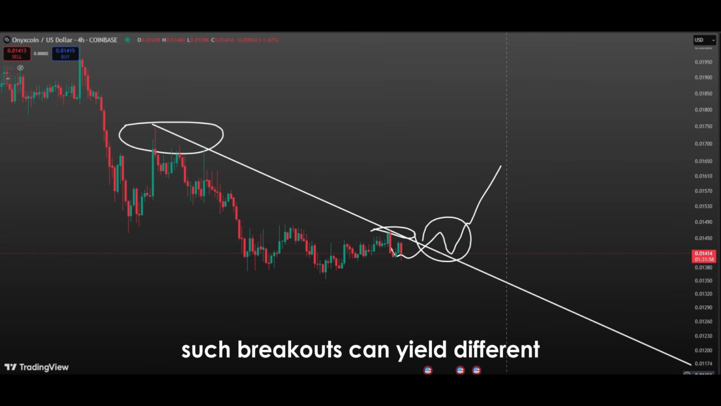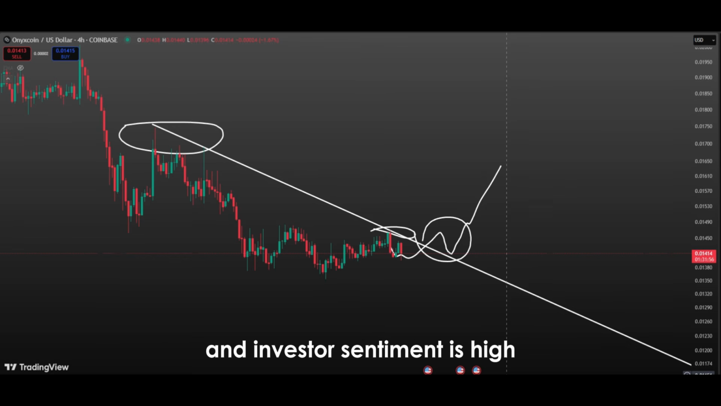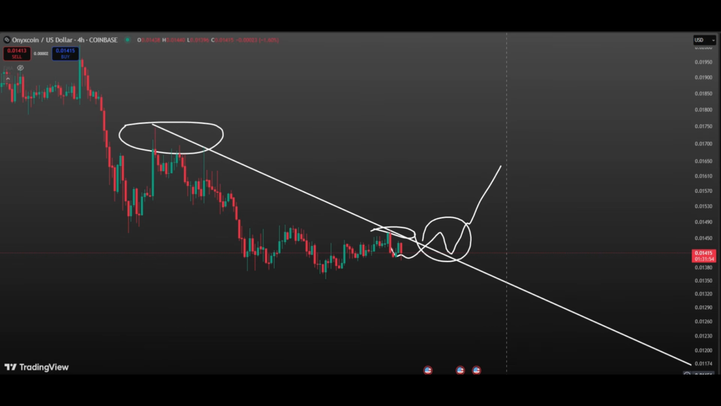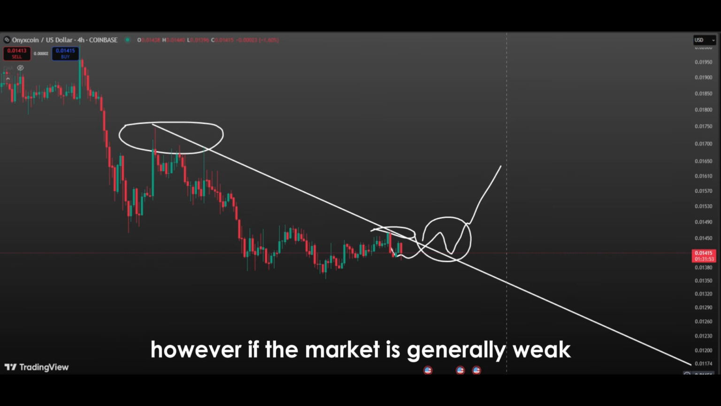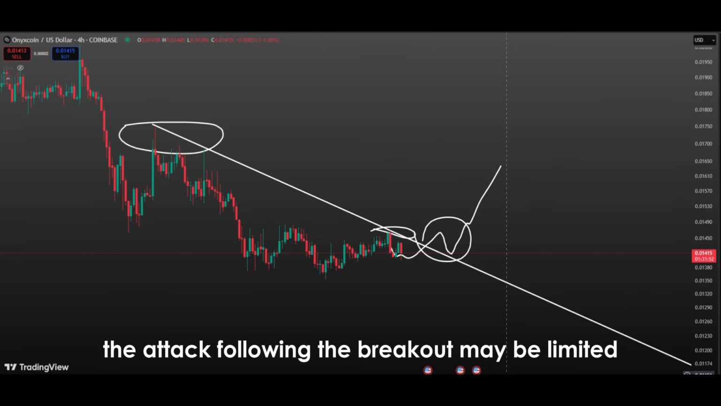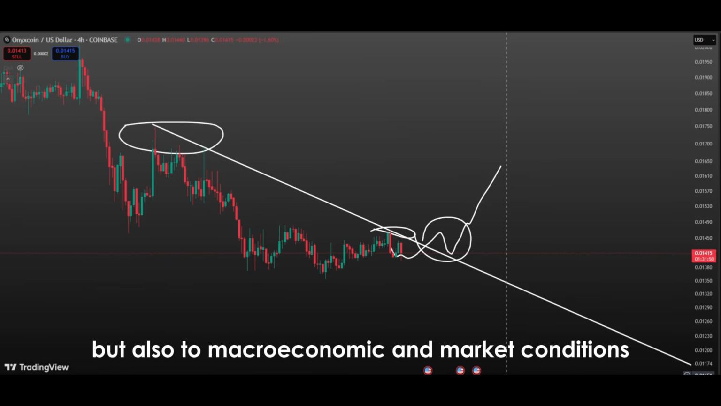Such breakouts can yield different results under different market conditions. For example, if the overall market environment is positive and investor sentiment is high, a descending trendline break can turn into a strong and long-lasting uptrend. However, if the market is generally weak and risk appetite is low, the attack following the breakout may be limited and the price could fall again. Therefore, investors should pay attention not only to technical signals, but also to macroeconomic and market conditions.